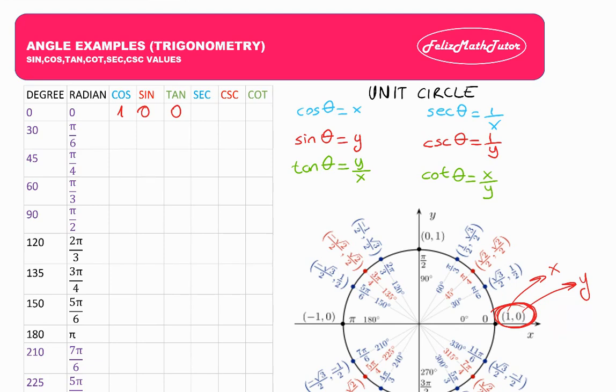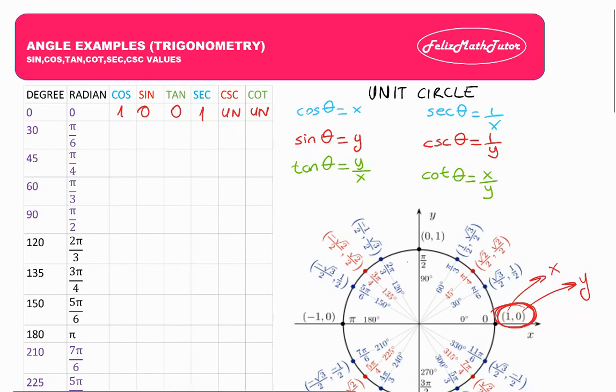And for secant, it's the reciprocal of the cosine. So 1 over x is 1. And cosecant is 1 over y. So 1 over 0 is undefined. Let me write it. And cotangent, we have x over y. So 1 over 0, again, undefined.